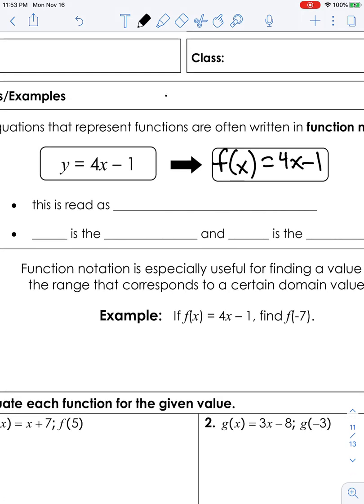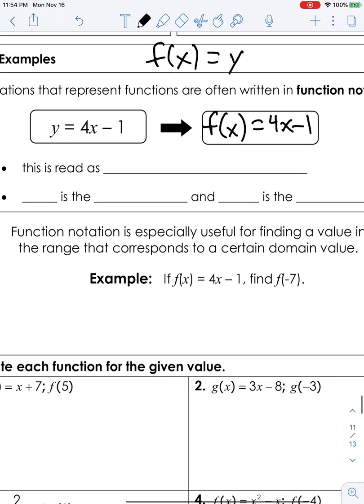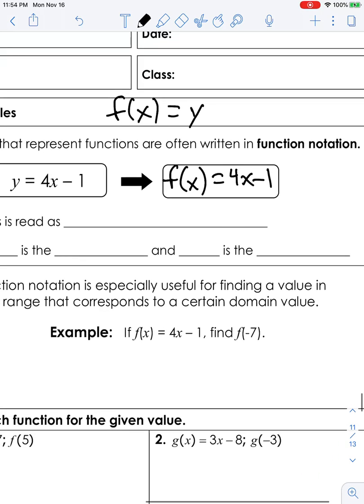So I hope everybody understands this. f of x and y are the exact same thing. It's just that when you're doing function notation, meaning you're plugging in numbers for x, they like to use f of x to show that you're actually plugging in numbers for x. All right? f of x and y are the exact same thing.